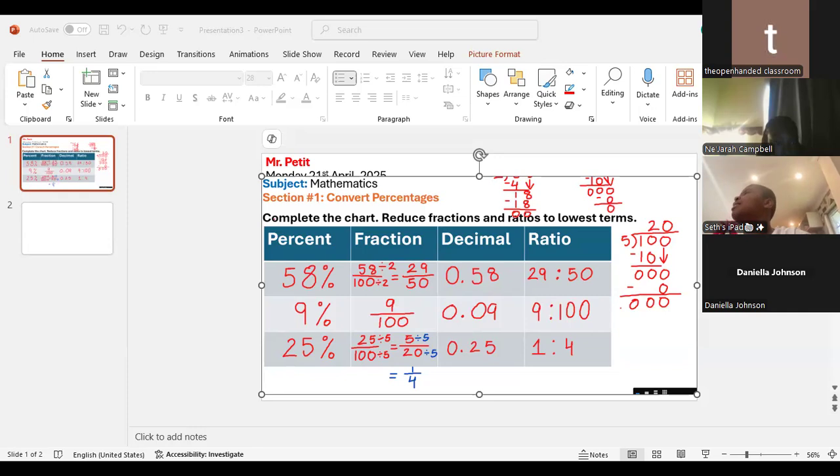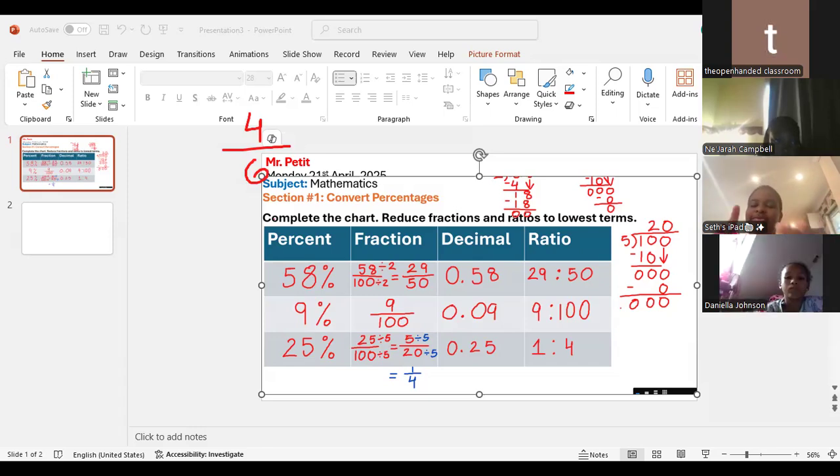4/6. How are you going to reduce that fraction? 1/3. Why do you say 1/3? Because 4 divided by 1 is... What number goes into 4 and 6 without leaving a remainder?